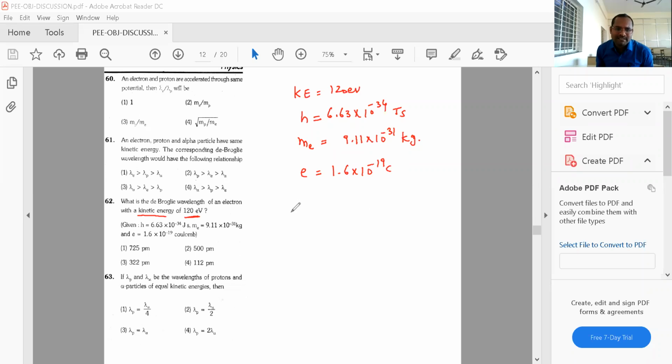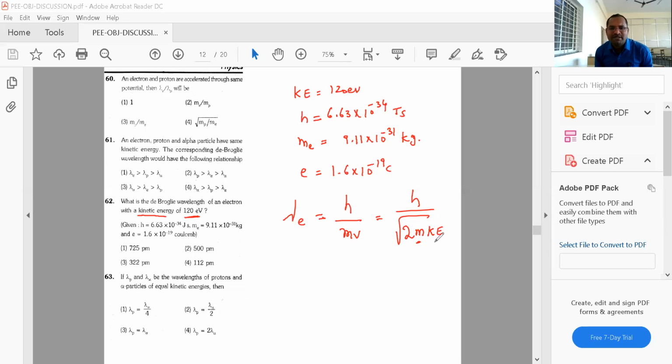Now what are they asking? The de Broglie wavelength of the electron. We know lambda is equal to h by momentum, so lambda is equal to h by mv. But we don't know v, but kinetic energy is given. So it can be written as h by root of 2 times mass into kinetic energy.